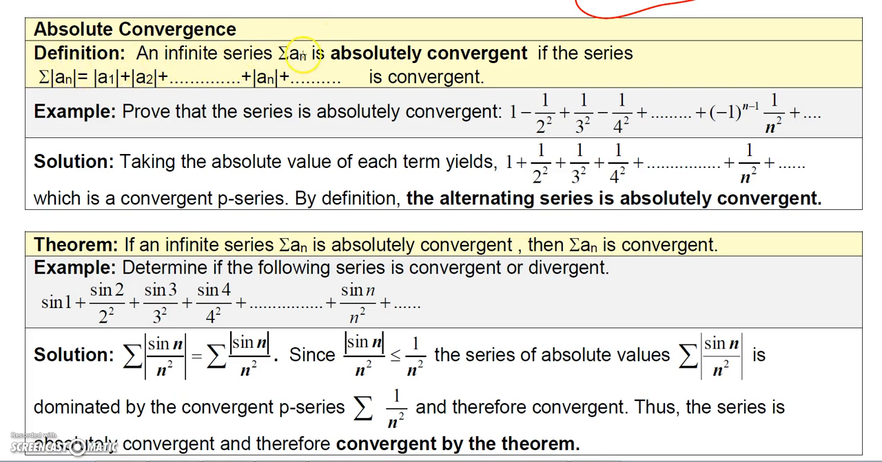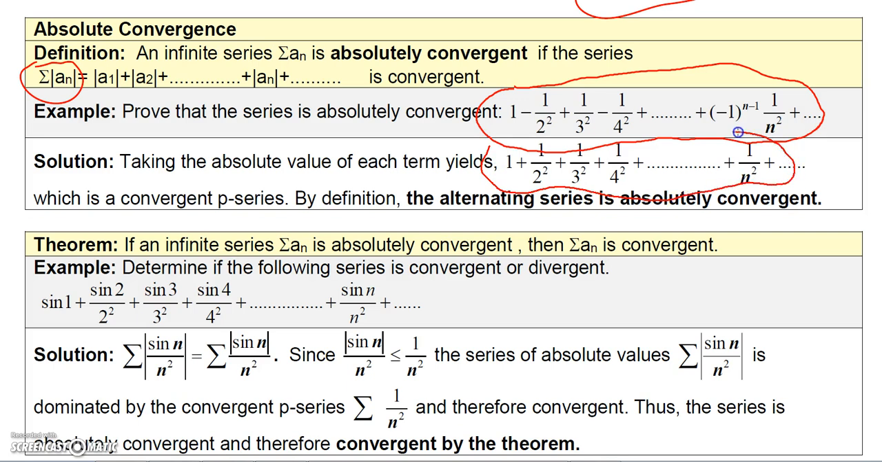Okay, so an infinite series is said to be absolutely convergent if the series of the absolute values of the terms is convergent. So in order for this series to be absolutely convergent, I would have to show that the series that involves only the positive terms, the absolute value of the terms, converges.